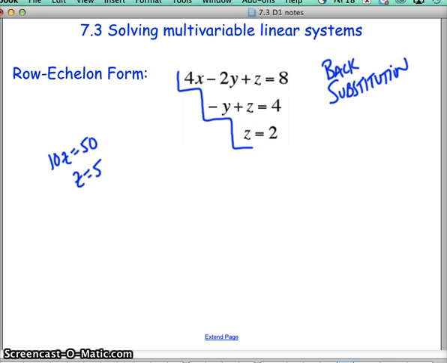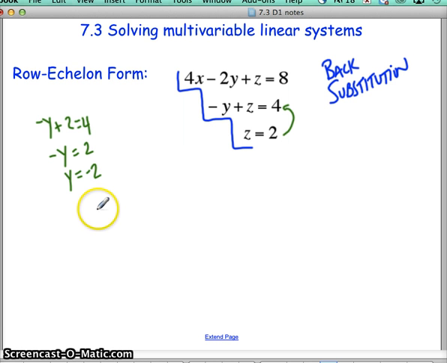So what we're going to do is, now that we know what z is, substitute that back into that equation. So you'd have negative y plus 2 equals 4, because z is 2. We would subtract the 2, and then y would equal negative 2.